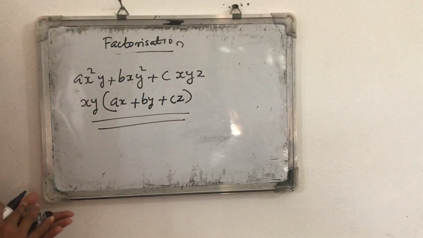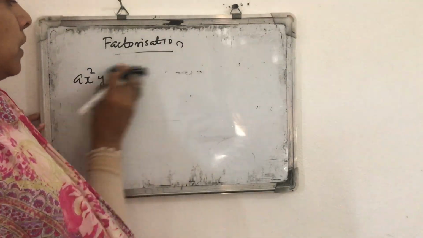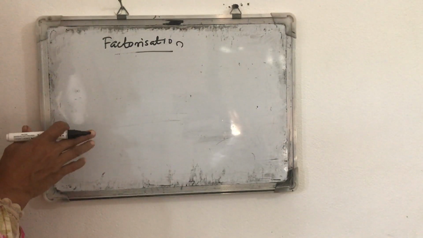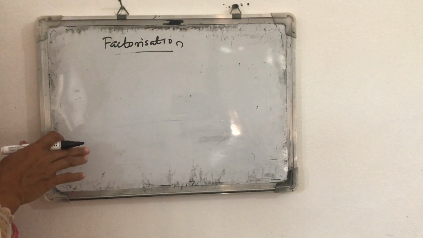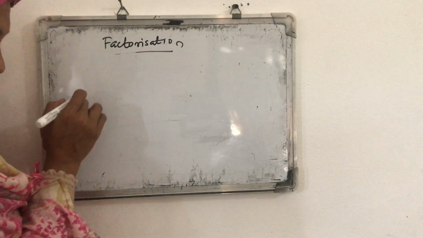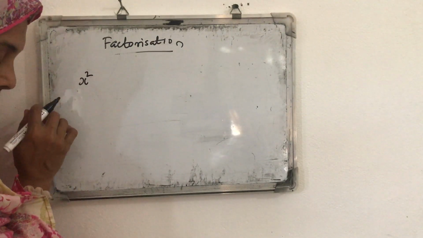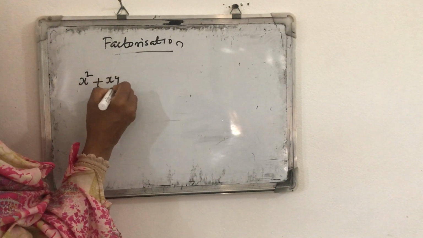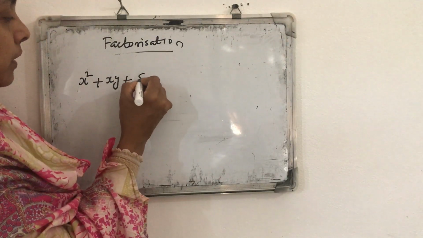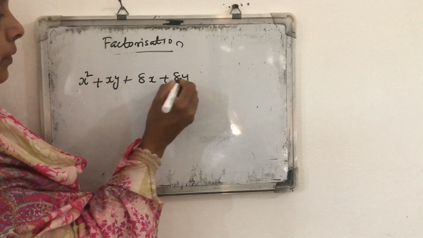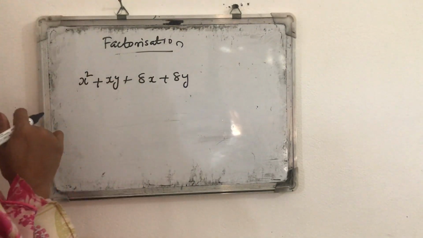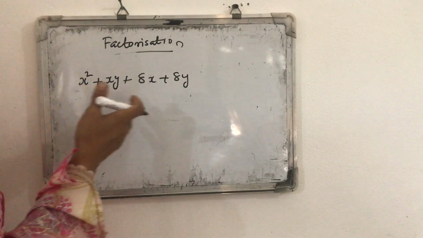Now listen, question number 3. If any factor is common in all the terms, then we can use that method, that is, finding common factors. Now look at another question, question number 3: factorize x square plus xy plus 8x plus 8y. Can you find any common factor in all these 4 terms?